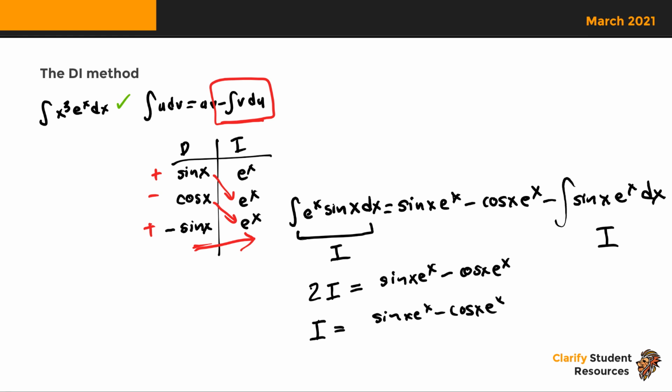So the DI method allows you to do integration by parts in a really fast and organized way without having to set up the formulas every time. Just remember to pair things diagonally, and then the last line becomes an integral.